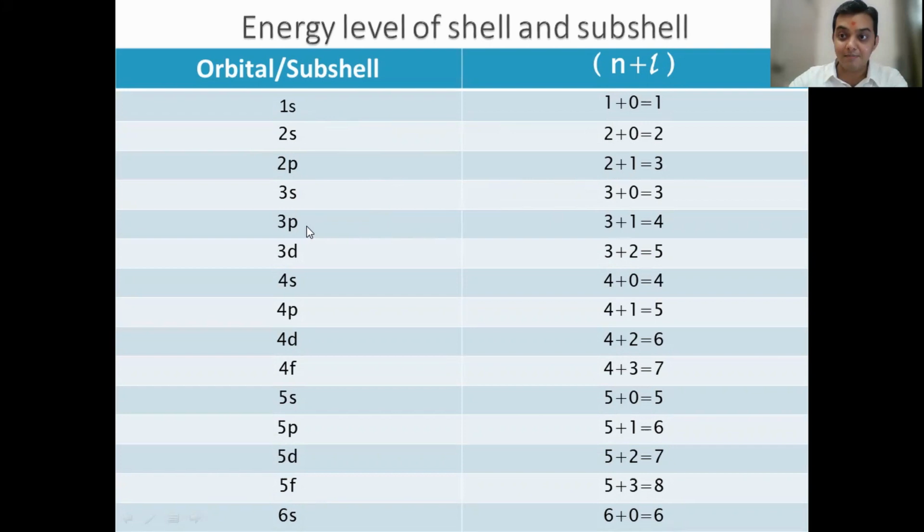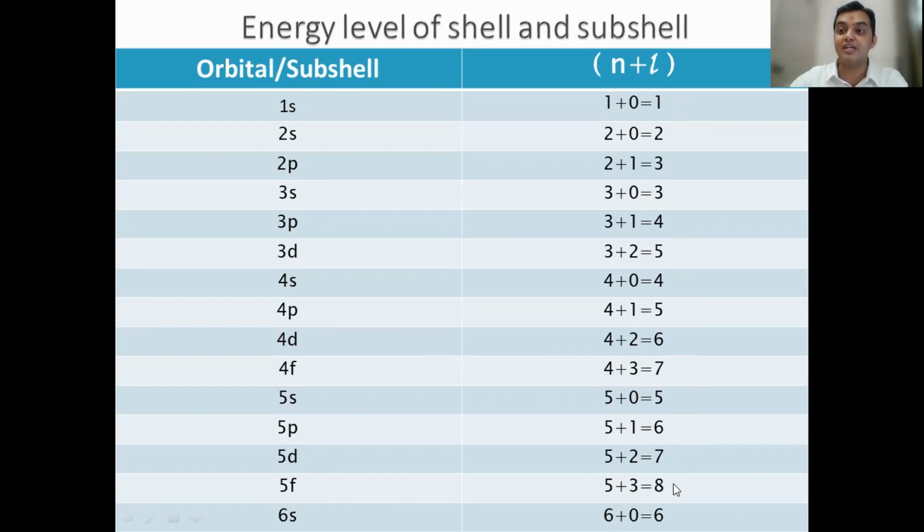Similarly 3p will be what? 3 will be shell number, p ka sub shell number will be 1. 3 plus 1 is 4. 3d will be 3 and d ka sub shell number is 2. So 3 plus 2 is 5. And similarly if I tell you 4f, 4 plus f ka subshell number is 3. So 4 plus 3 is 7. So I have calculated all the subshell and shell number. That is n plus L rule.